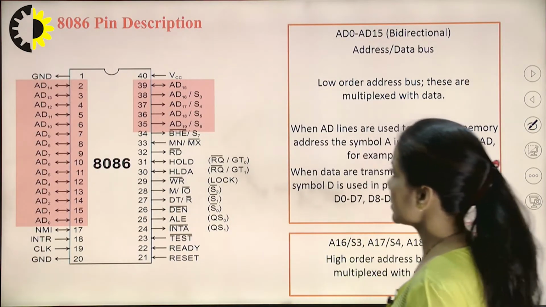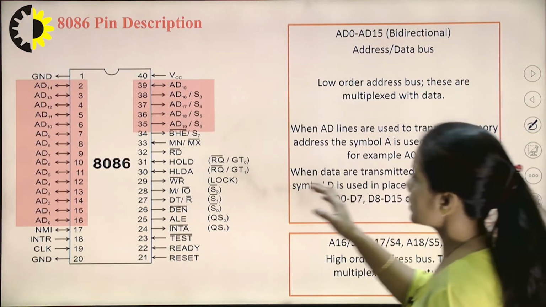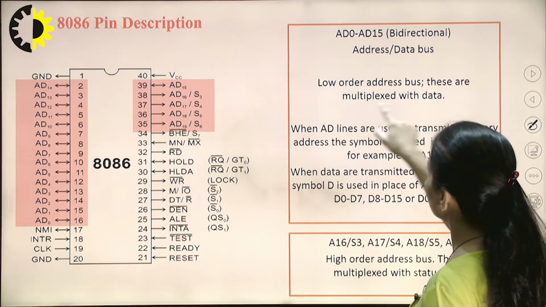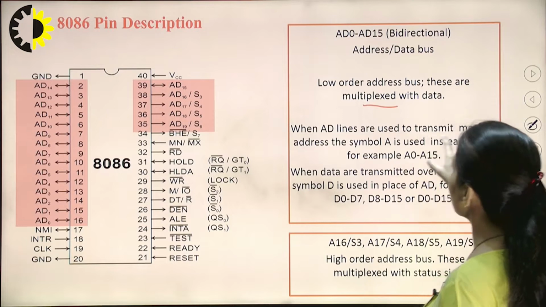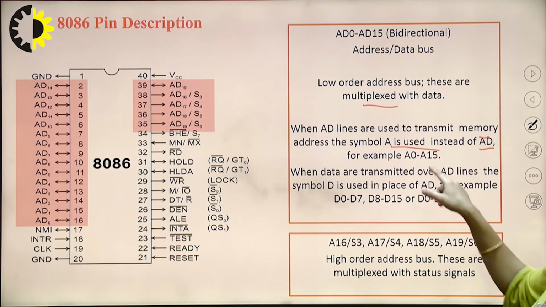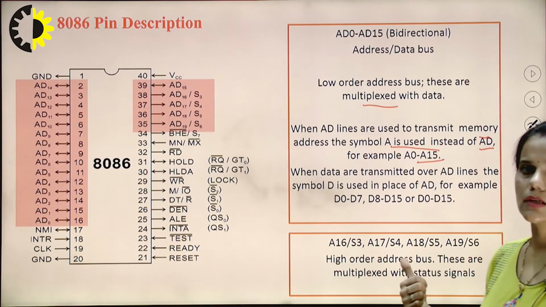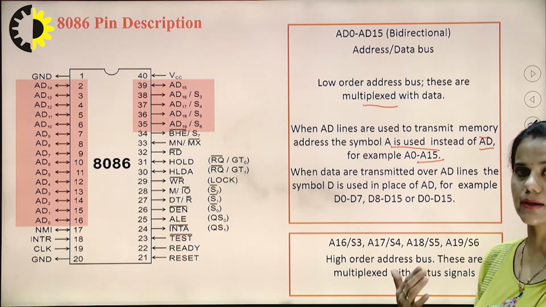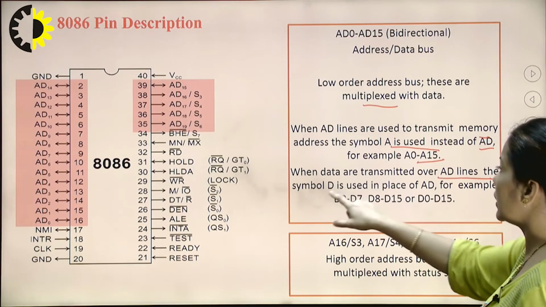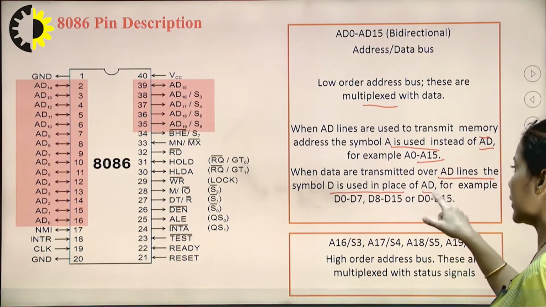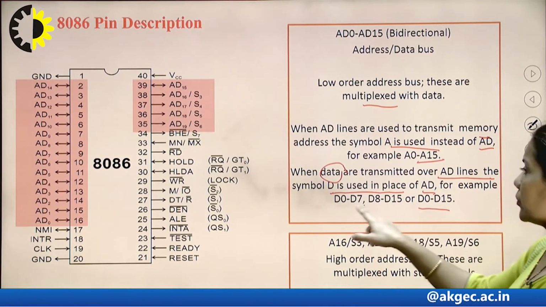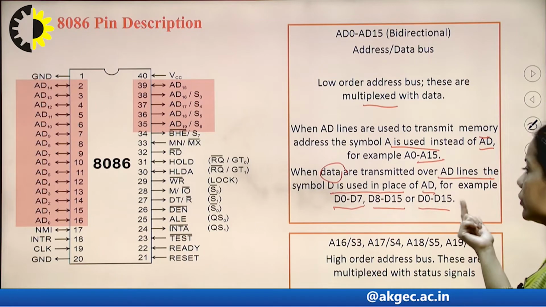So this is the pin description. This is the lower order address, multiplexed address and data bus. When AD lines are used to transmit the memory address, the symbol A is used instead of AD, for example A0 to A15. So these lines are used to carry the address. When data are transmitted over AD lines, the symbol D is used in place of AD. So for data, D is used, that is the data bus. It can be D0 to D7, D8 to D15 or D0 to D15.